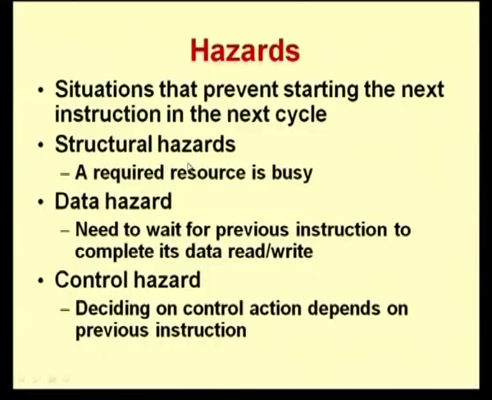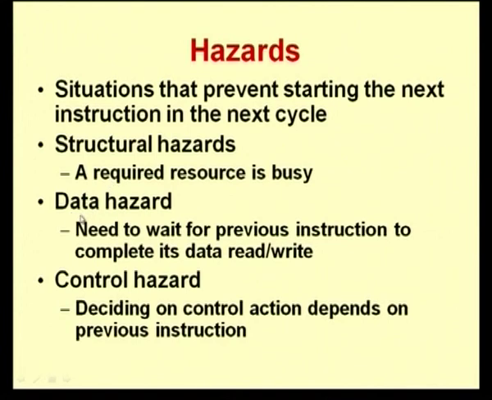Now, this pipeline hazard can occur due to various reasons. It may be what we call a structural hazard. What do we mean by a structural hazard? This means that some structure or some resource which is required is busy, being used by some other instruction. When a resource is being used by some other instruction, then obviously another instruction cannot use the same resource. So, the pipeline cannot proceed further, and therefore, we have a structural hazard. This is one hazard to look for.